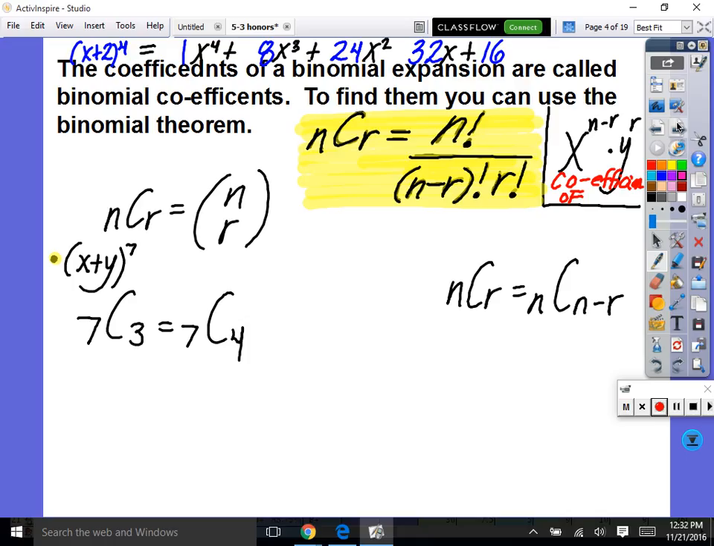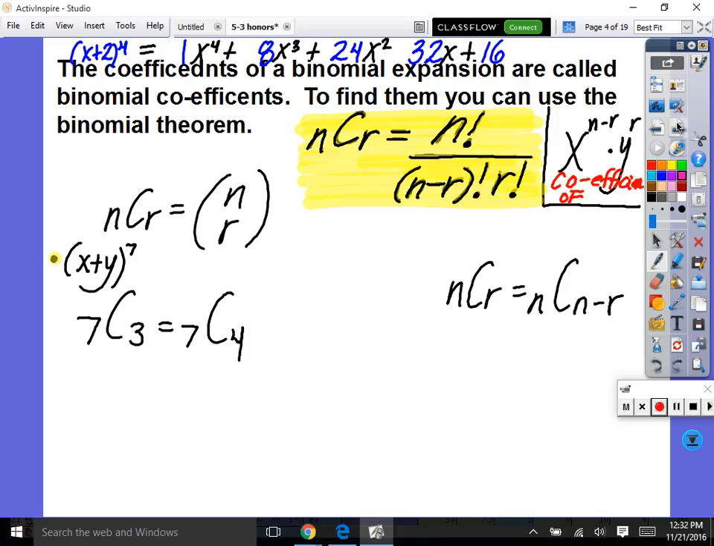So nCr is a probability and statistics thing you learned in secondary math too. It's read as n choose r, and that's the number of ways you can choose r in a group of n. So it's this formula, n factorial divided by n minus r factorial times r factorial. That'll give us the coefficient, the number in front of the variable, of x raised to the n minus r times y to the r.